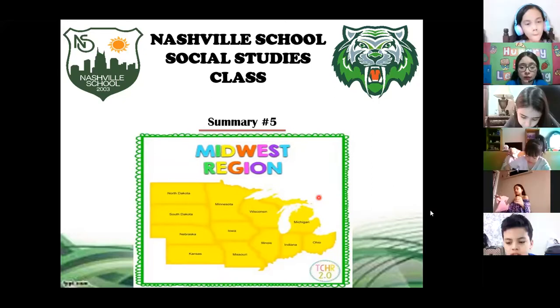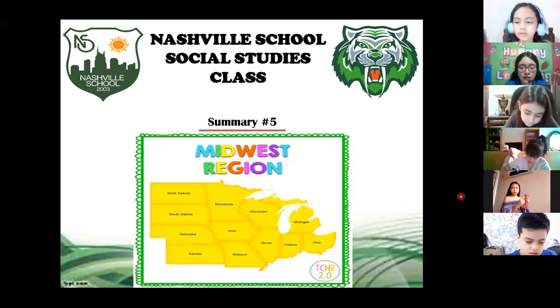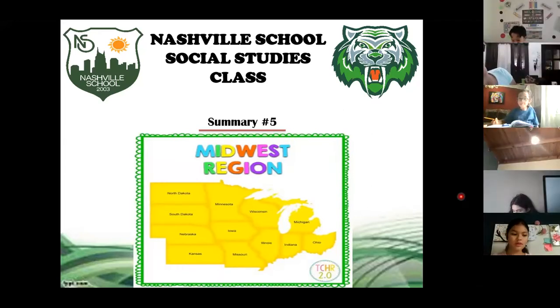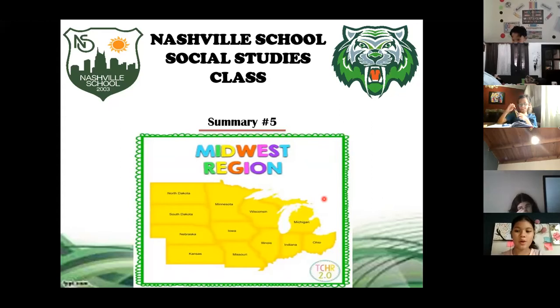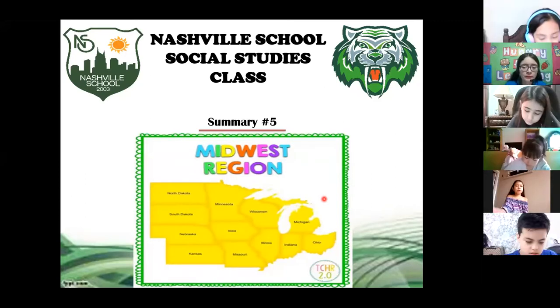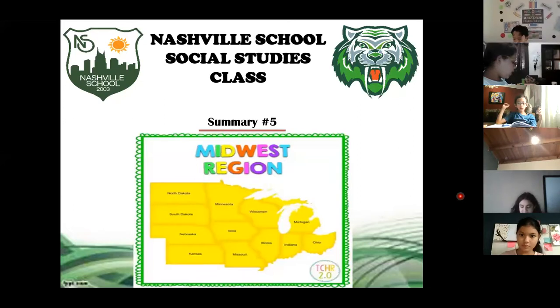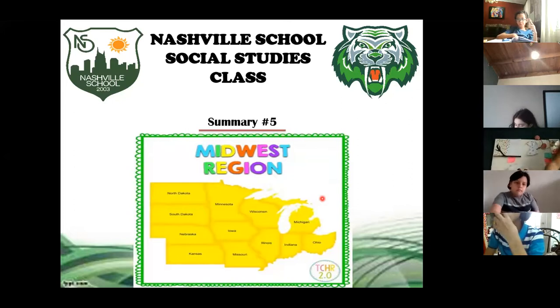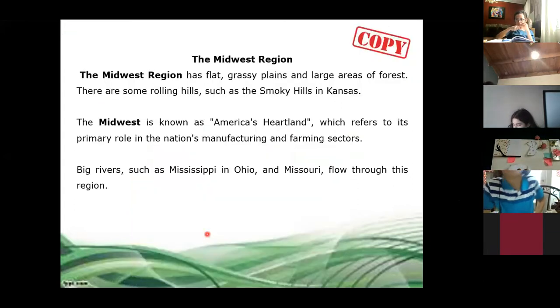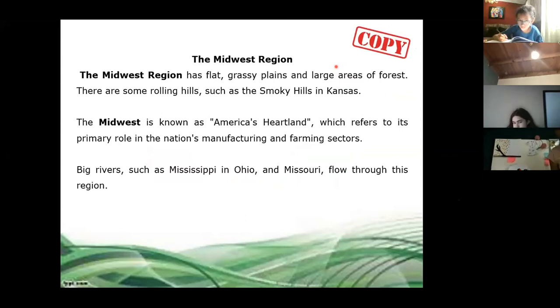As in the other regions of the United States, they contain different landforms, different places. So the Midwest region also contains something attractive that characterizes it. If you remember, when we talked about the previous regions, we talked about different landforms. We talked about the mountains. What was the meaning of plain? For today, for the Midwest region, we're going to talk about flat plains and large areas of forest.